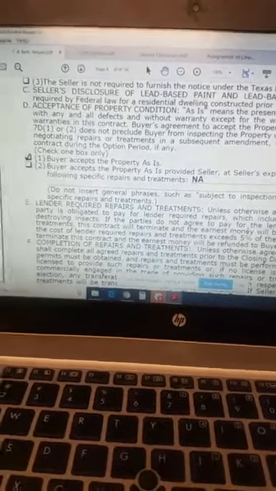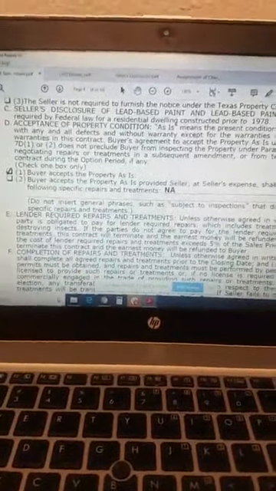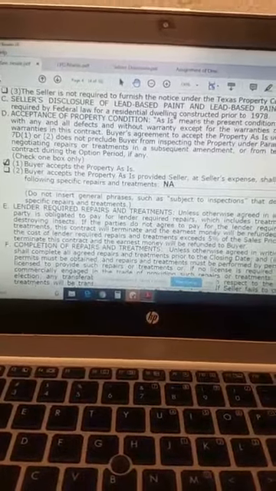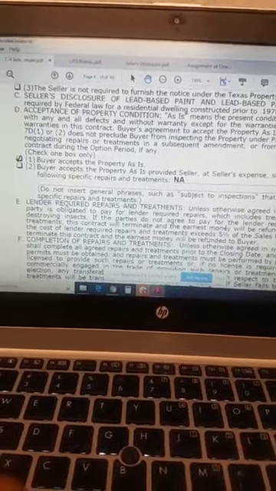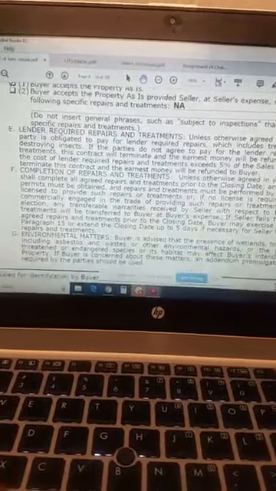All right, so let me put out the clause here that I am not an attorney. I am not an attorney, and I am not giving legal advice, first of all, okay? I'm just quickly going over how to write up a contract in Texas.